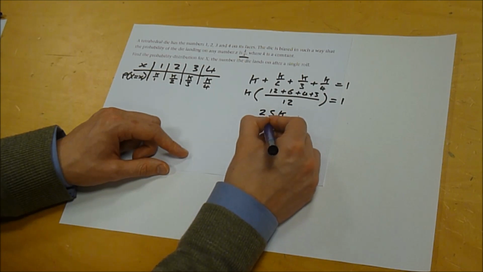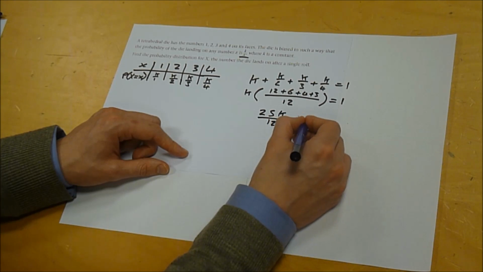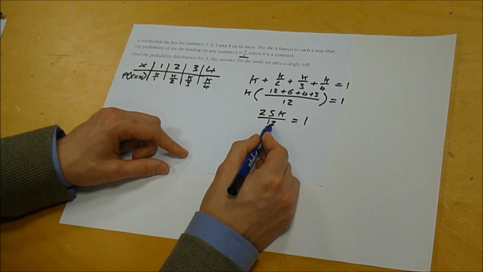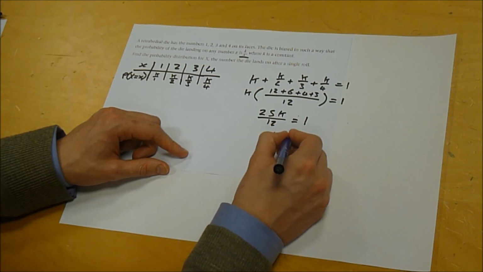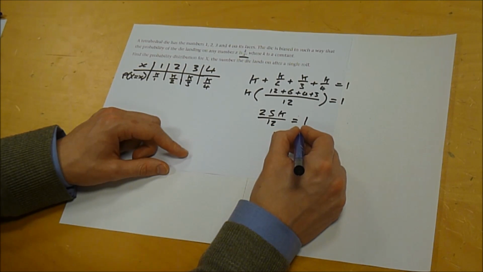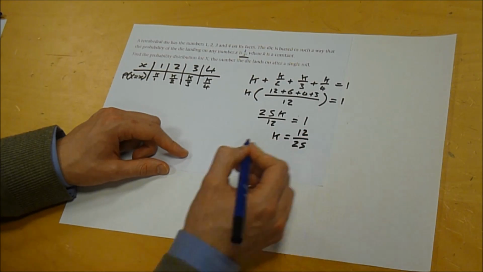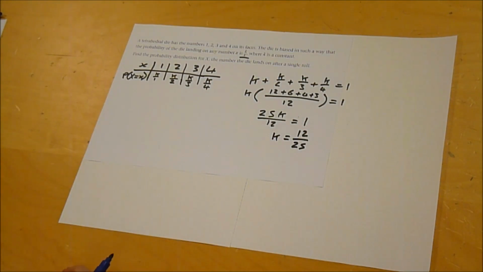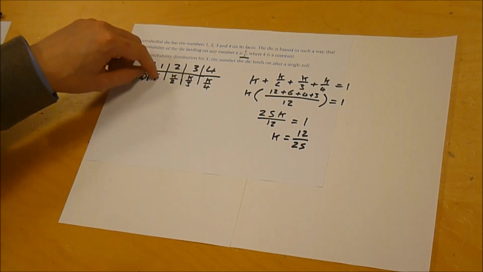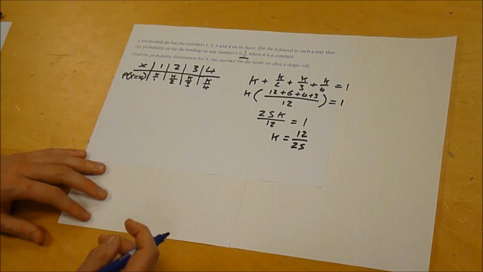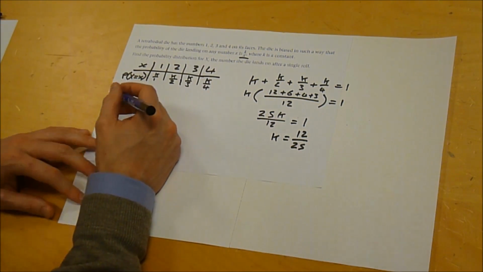25k over 12 is equal to 1, times by the denominator 12, divide by the numerator 25, and we end up with k is equal to 12 over 25. Good. So now I found out what k is. All I have to do to answer the question, find my probability distribution, is plug that value back into here. Just be careful when you're doing it.